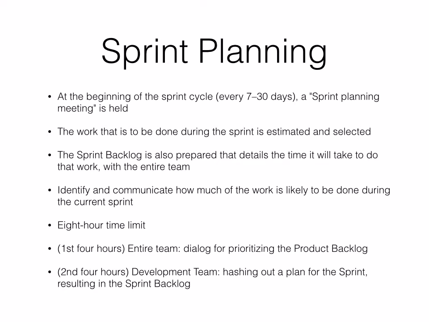Sprint development teams will get into a meeting and estimate how many hours a task is supposed to take, and a lot of times it'll be a fairly democratic process, where you vote on how many hours you think something should take, and you come to a consensus. During these sprint planning meetings, a sprint backlog is prepared that details the time it will take to do the work, involving the entire team. This also identifies and communicates how much of the work is likely to be done during the current sprint.